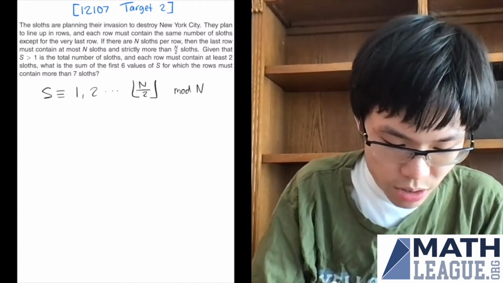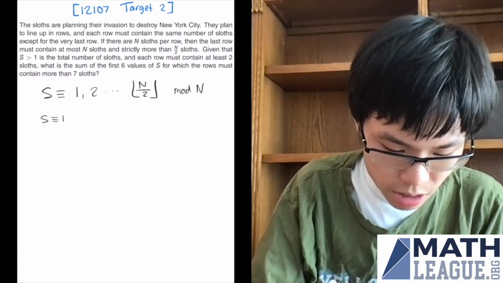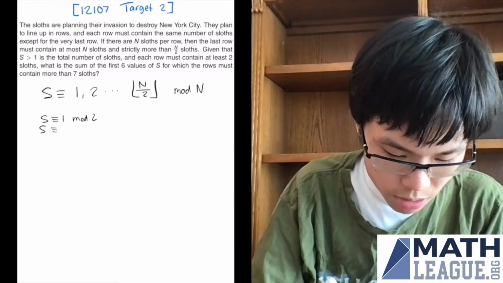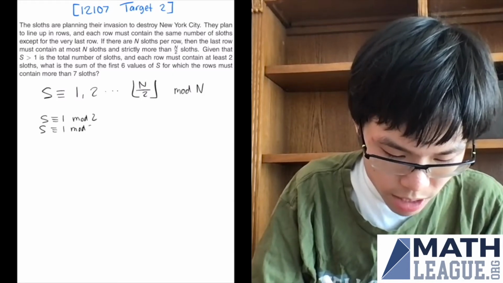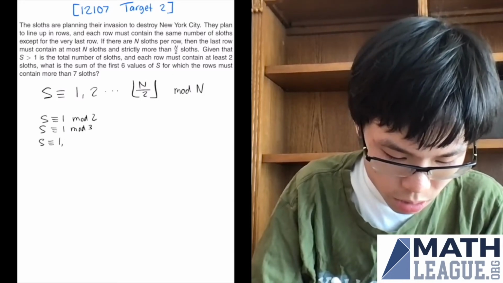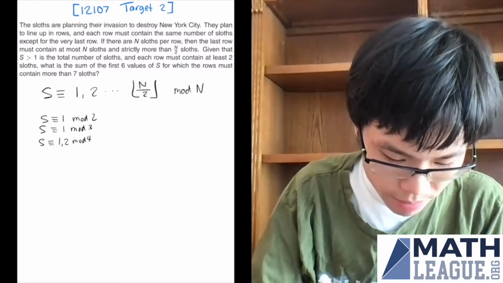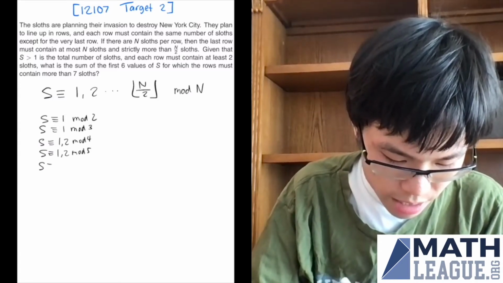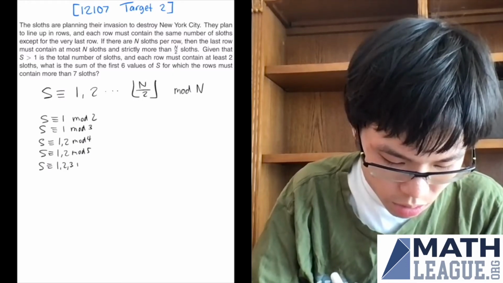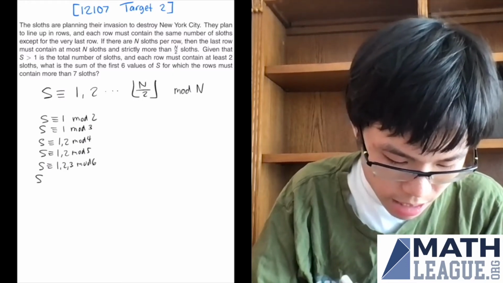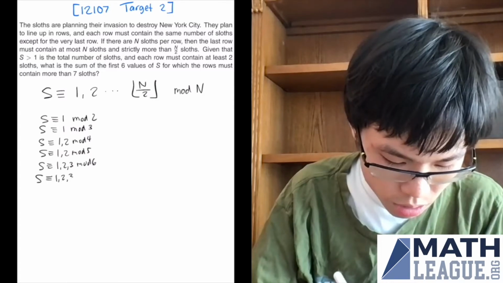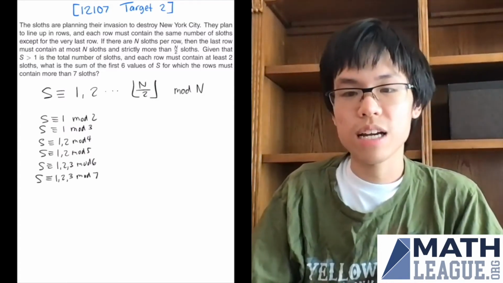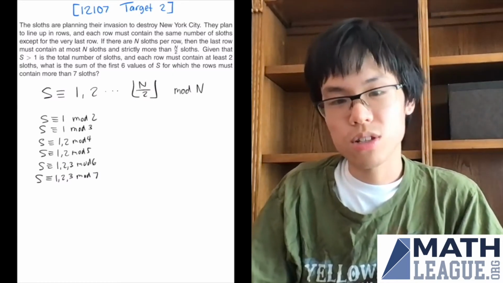So for the mod 2 case, S is congruent to 1 mod 2, S is congruent to 1 mod 3, S is congruent to 1 or 2 mod 4, S is congruent to 1 or 2 mod 5, S is congruent to 1, 2, or 3 mod 6, and S is congruent to 1, 2, or 3 mod 7. Okay, now time to think about what numbers could work.